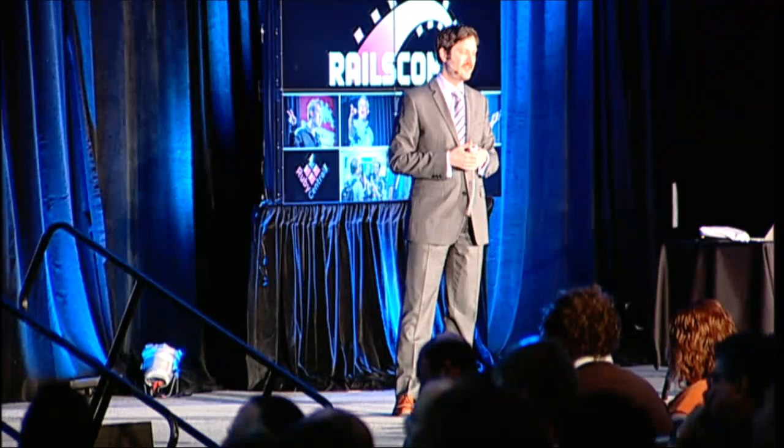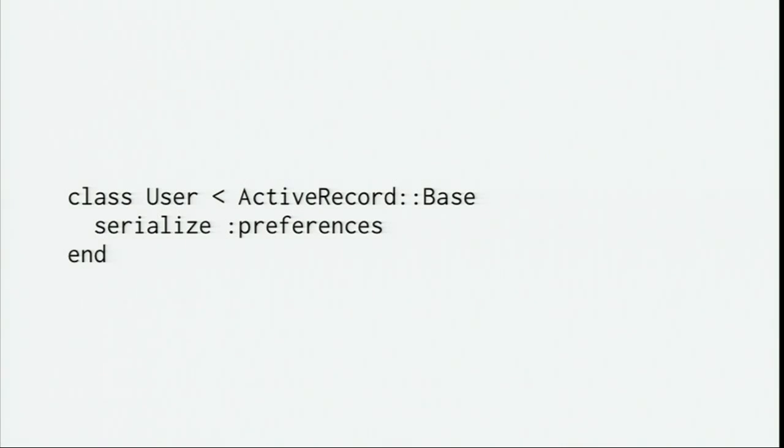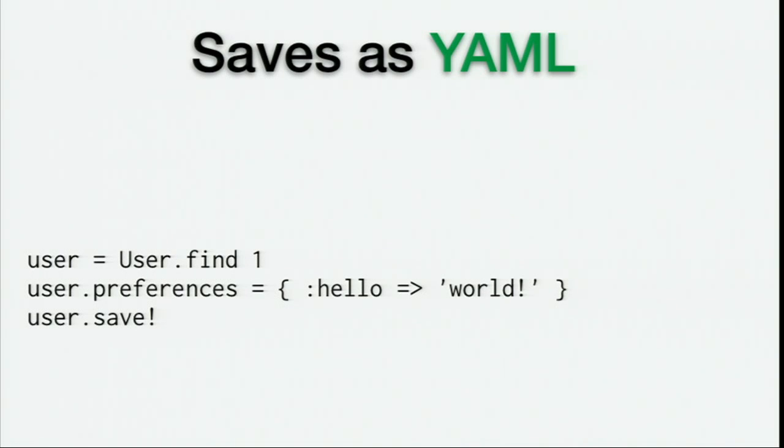The next thing I want to look at is serialized attributes. It looks like this. I don't know if any of you have used this before, but basically it lets you save arbitrary Ruby data structures into the database. So you can say, I want to save this hash of stuff, like maybe somebody's preferences. You can save that into the database, and it saves it as YAML. So you assign this hash, save it off, and it saves to the database as YAML.